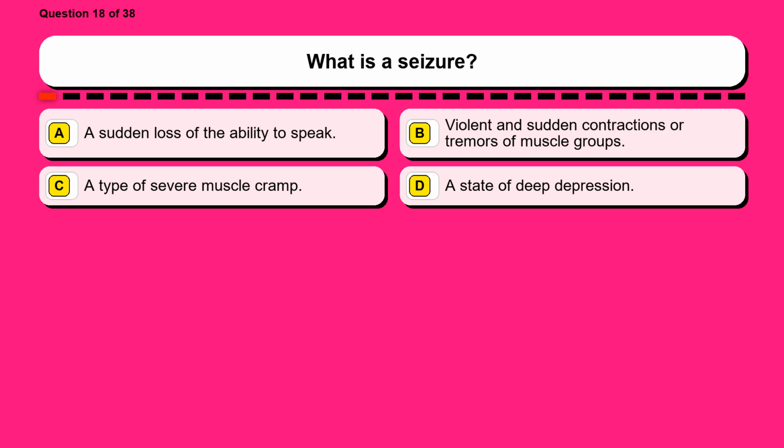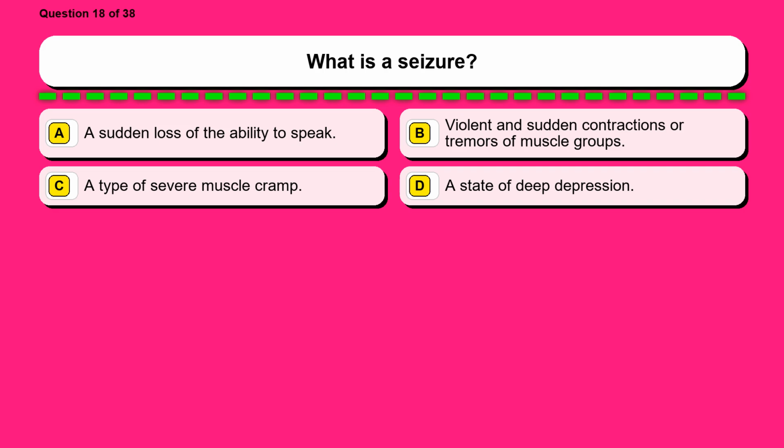Question 18. What is a seizure? Option A. A sudden loss of the ability to speak. Option B. Violent and sudden contractions or tremors of muscle groups. Option C. A type of severe muscle cramp. Option D. A state of deep depression.